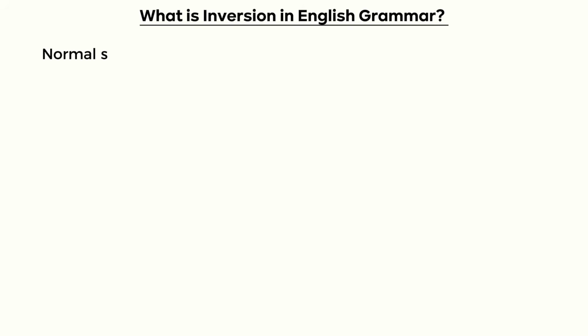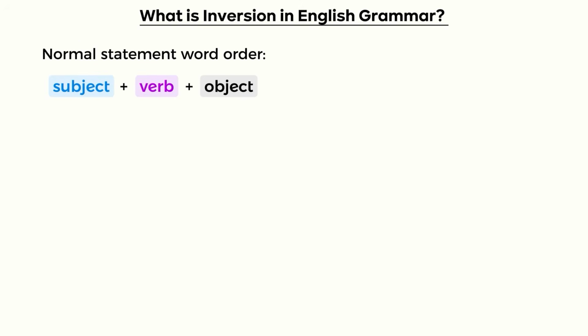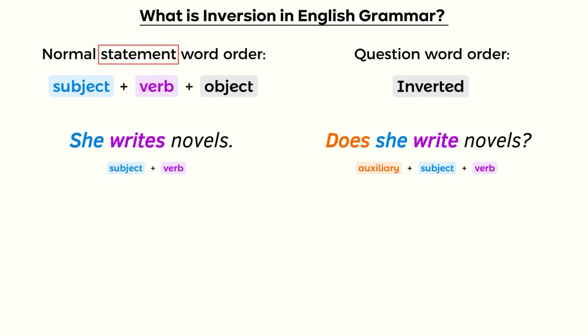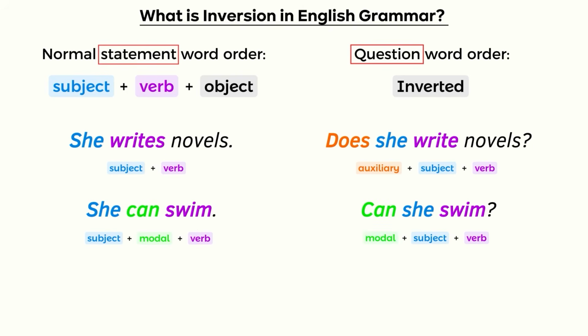In English statements, we usually follow the word order subject plus verb plus object. Also, we normally invert the word order to ask a question. For example, she writes novels is a statement. Does she write novels is a question. She can swim is a statement. Can she swim is a question.